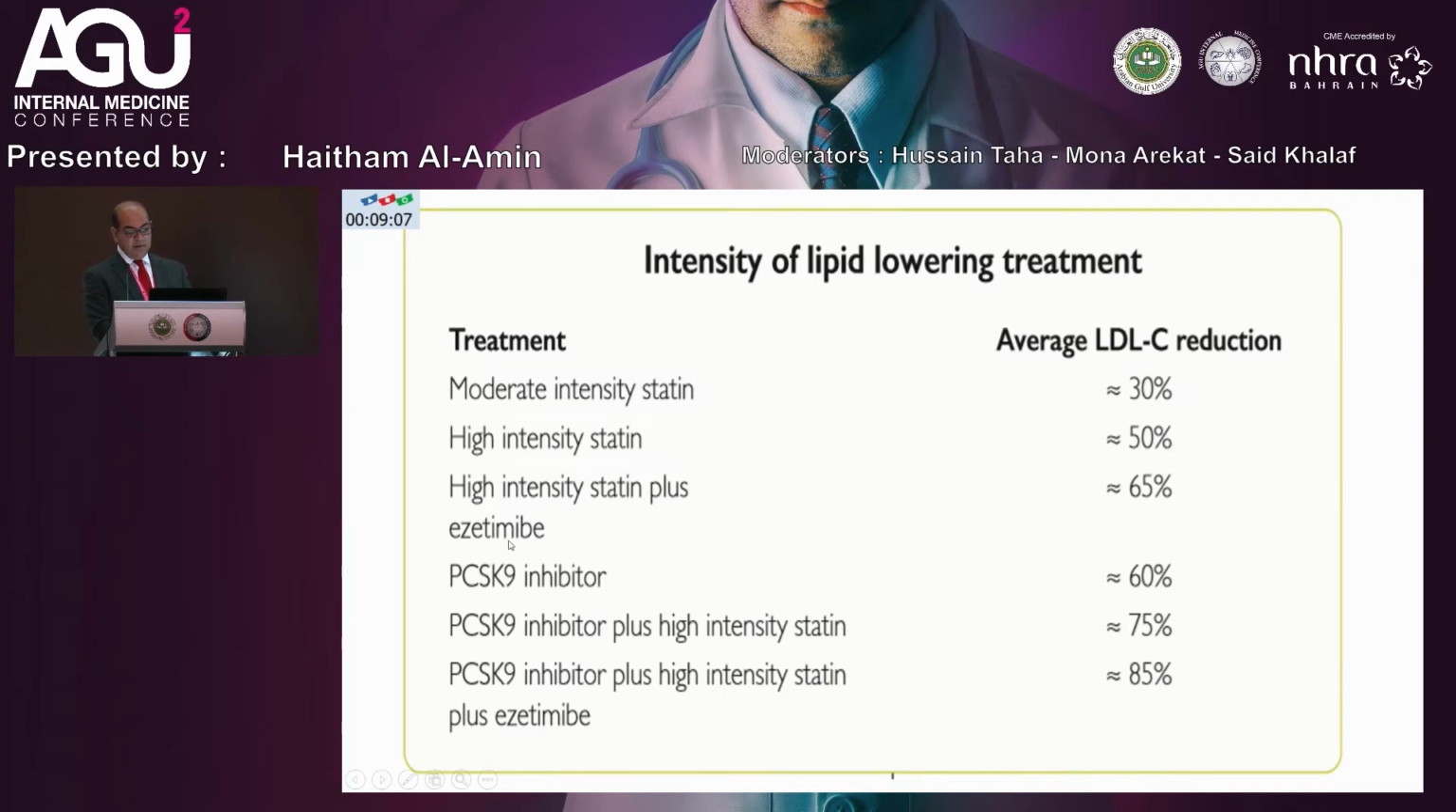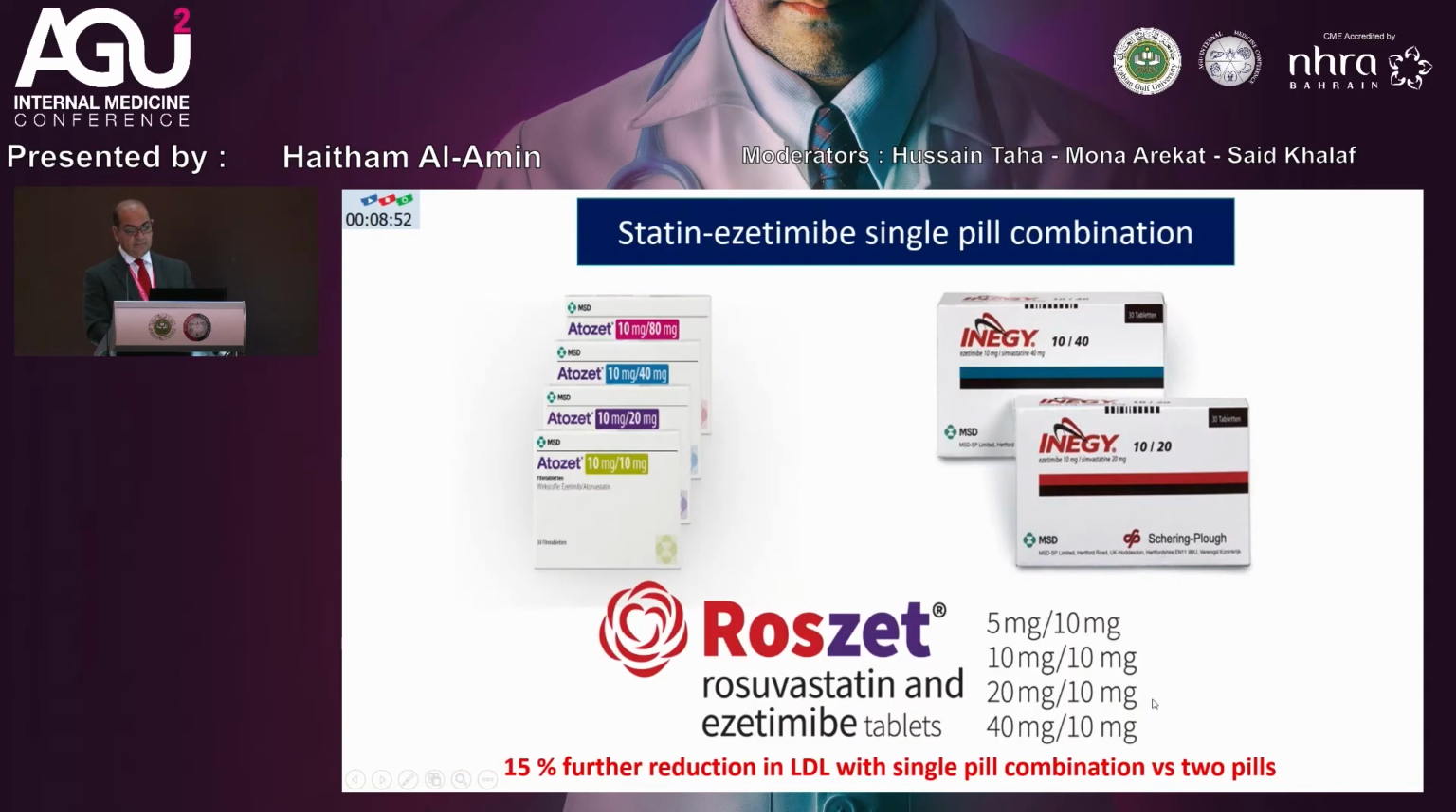If you add ezetimibe to that, you may add another 15 to 20%. PCSK9 inhibitors are very powerful. They drop cholesterol up to 60%. And then when you combine all three, you can get an 85% reduction in LDL. And right now we have the statin-ezetimibe pill combinations. PCSK9 inhibitors are given as subcutaneous injections every 2 weeks or every month.